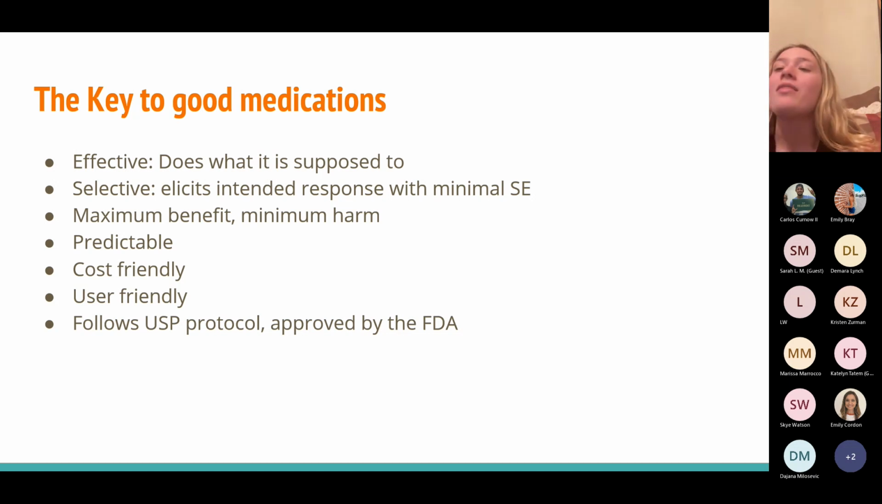So we're going to make sure that we assess our patient's function and what they can do. I guarantee you, oral pills are going to be the best for a majority of the patients. And we really want it to follow protocol and really be approved by the FDA. And we'll talk about what might not be approved by the FDA.